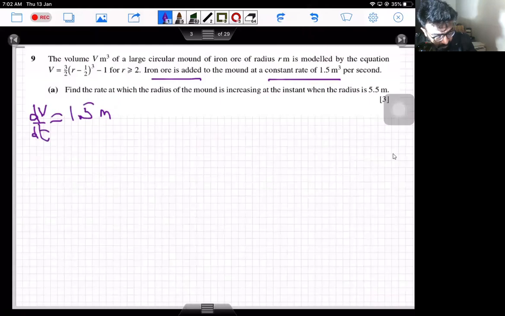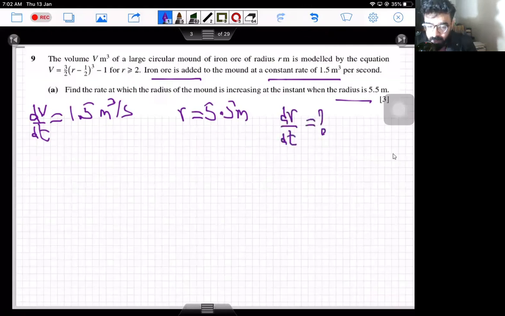And secondly, our requirement is, at the instant when the radius is equal to 5.5 meter, we need to find the rate at which the radius is increasing, which means that when r is equal to 5.5, find the value of dr over dt. This is our requirement. So in order to find dr over dt, we will use the chain rule formula.